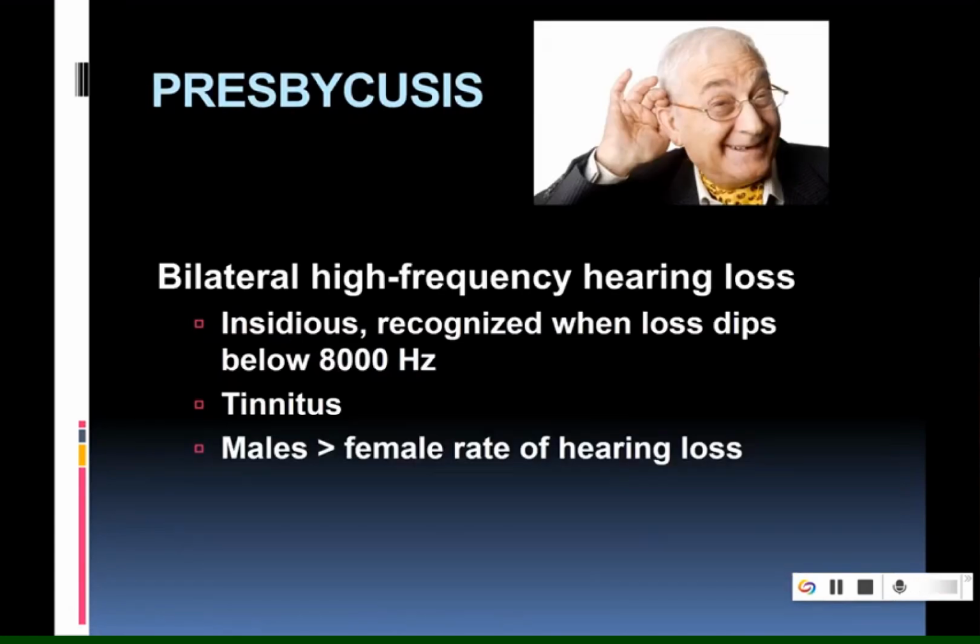As mentioned, presbycusis is the result of bilateral high-frequency hearing loss. It's insidious, and it's recognized when the hearing acuity dips below 8,000 hertz. Sometimes it is associated with ringing in the ears, tinnitus, and there is a gender difference where men experience more hearing loss than women. You should also consider hypothyroidism as one of the reasons why hearing loss might occur in the older adult population.